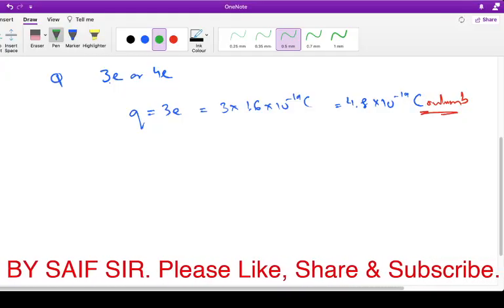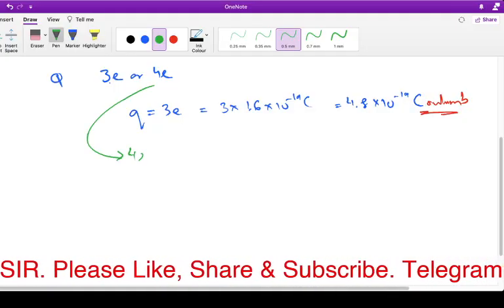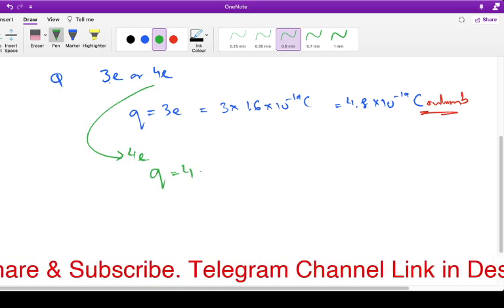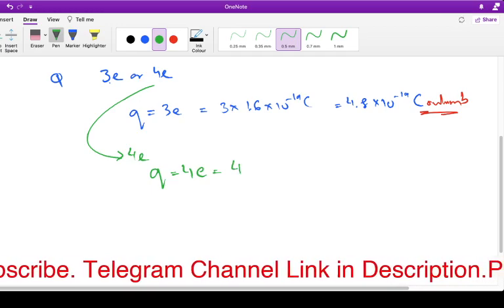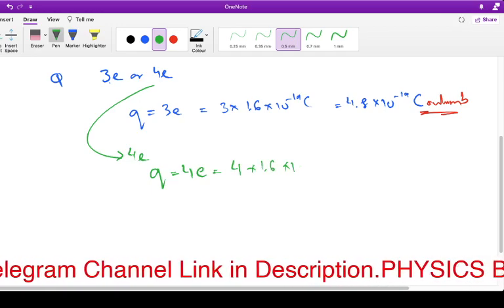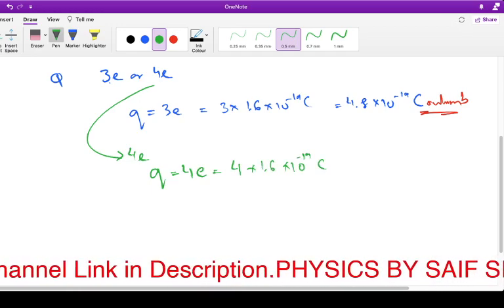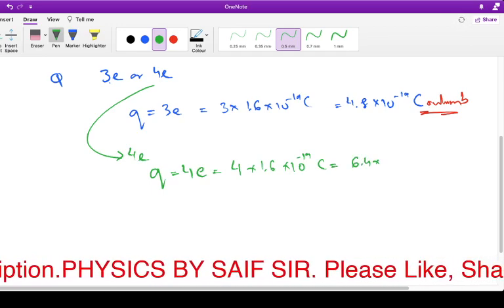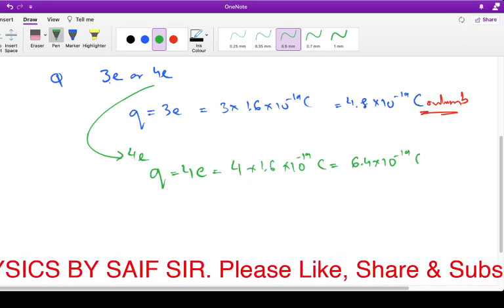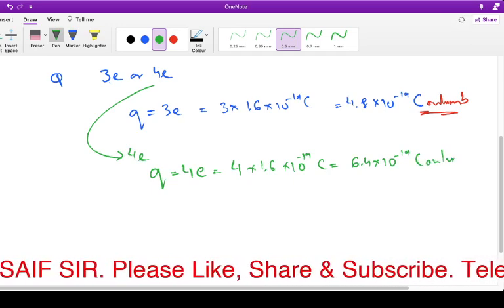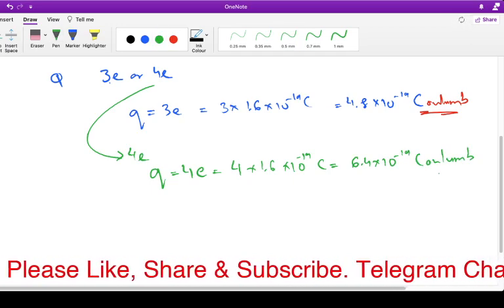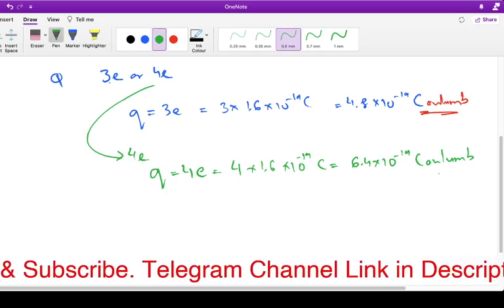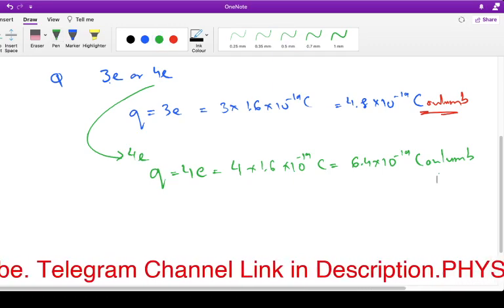Now we'll solve this other problem, 4e. Q = 4e, which is 4 × 1.6 × 10^-19 coulomb. You can write it as 6.4 × 10^-19 coulomb. So with this formula, if any question is given in your exam, you can easily find the answer. Now let's go to the other topic.